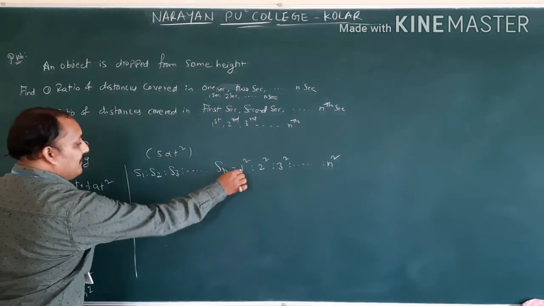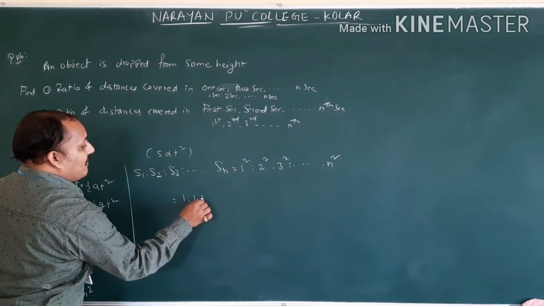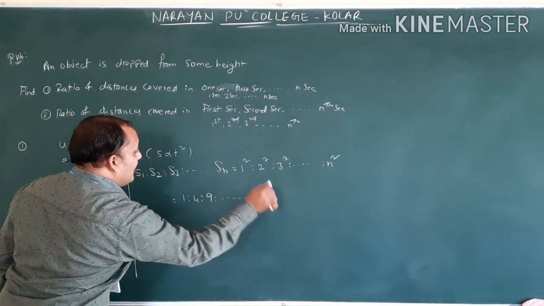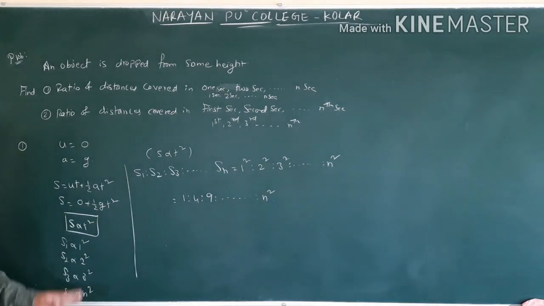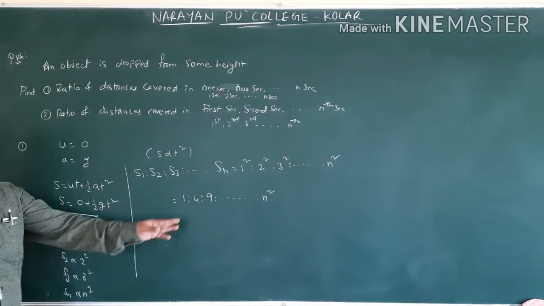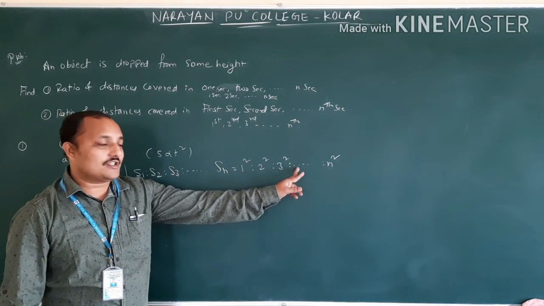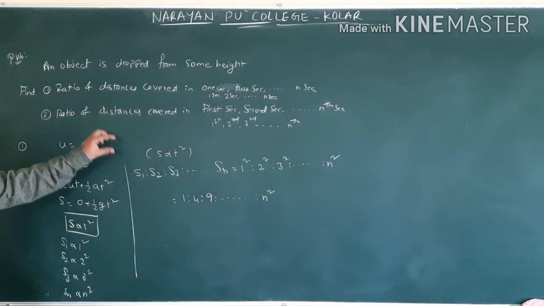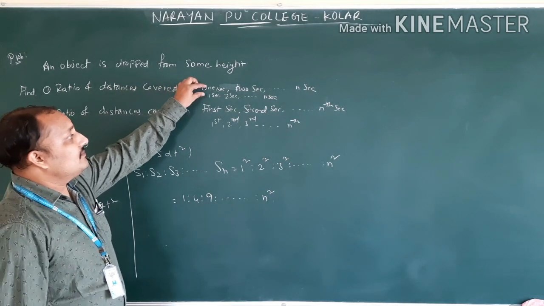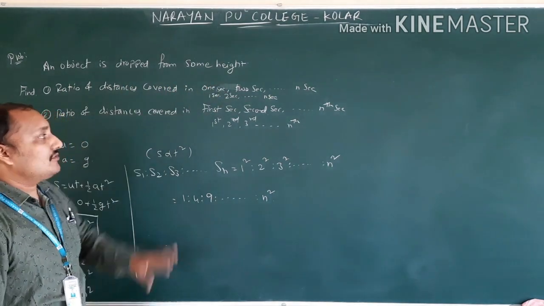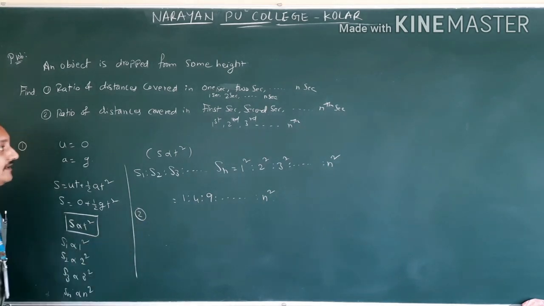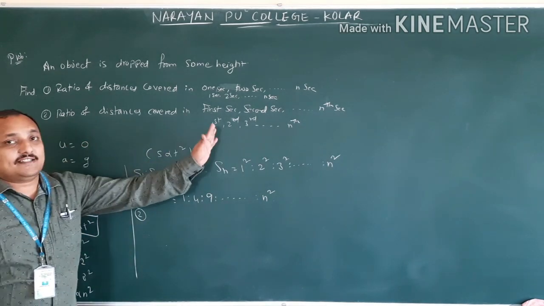Then what will it become? 1 is to 4 is to 9 is to and so on n square. Next one, what will you get? 4 square means 16. Like that you will get. This is the ratio of distances covered in 1, 2, 3, 4 and so on n seconds. Second one: ratio of distances covered in first second, second second, third second.